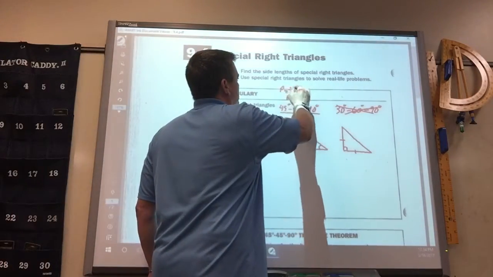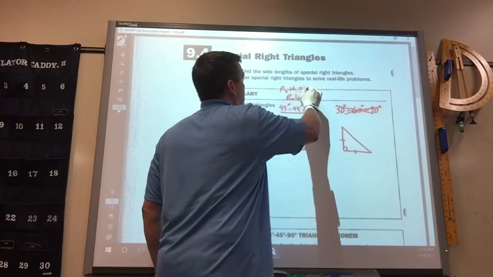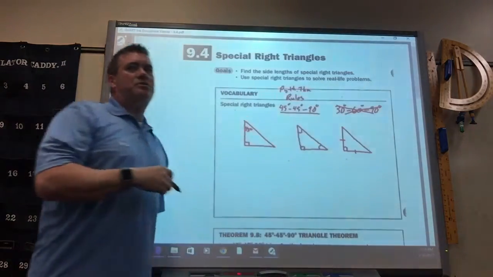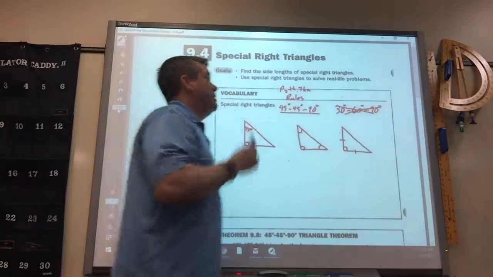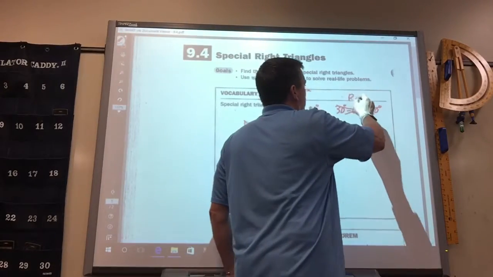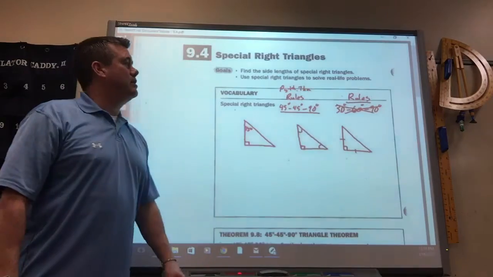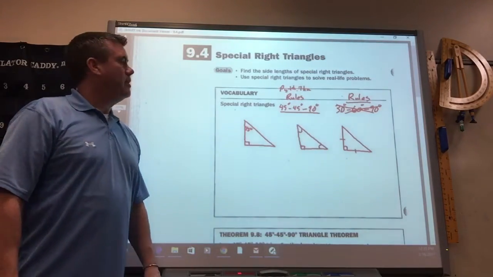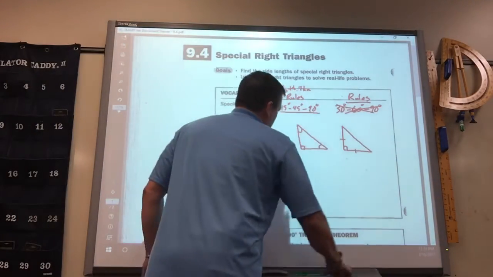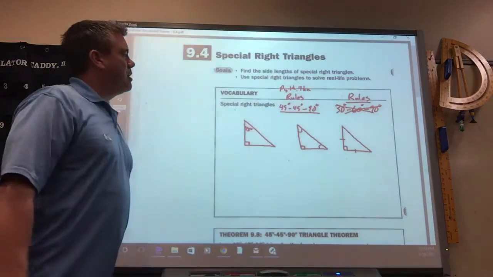Now, if you forget the rules for these, you can still use the Pythagorean theorem on it. Pythagorean theorem still works on both of these. A squared plus b squared equals c squared. But when you get to this one, Pythagorean theorem won't work. You do need to know the rules for that.